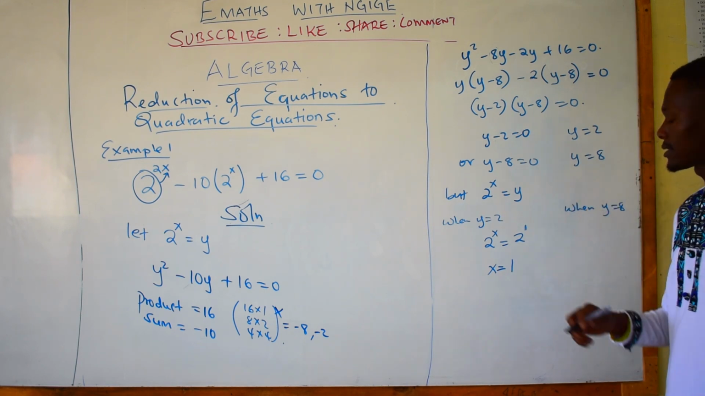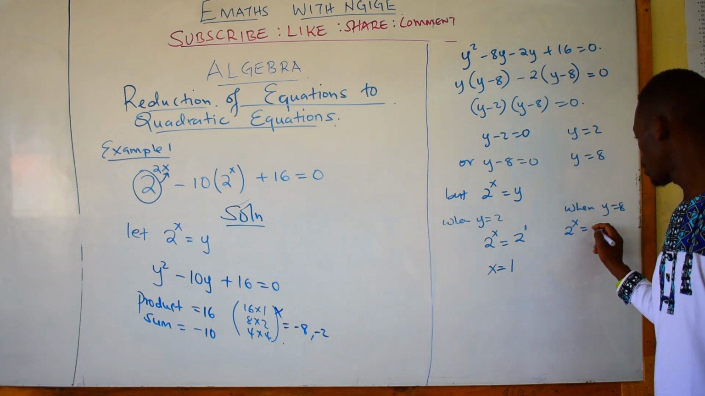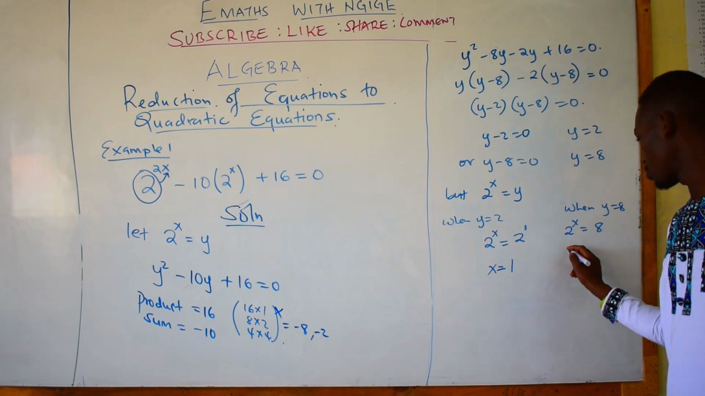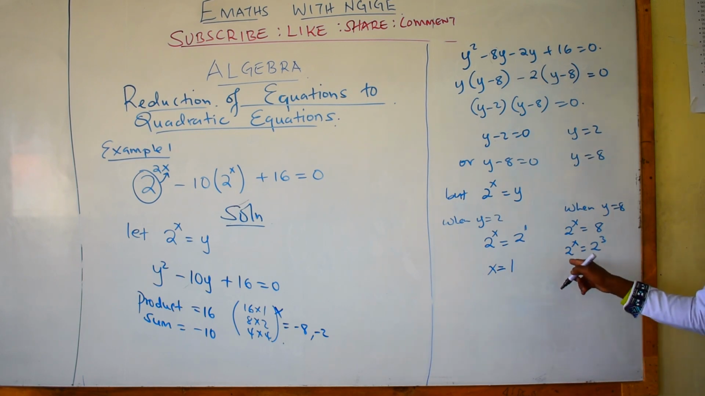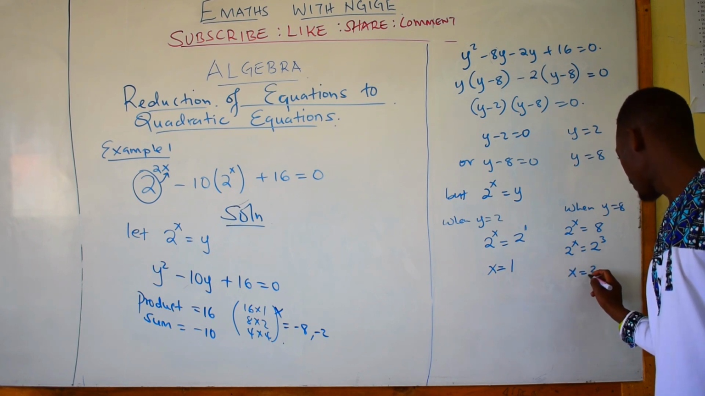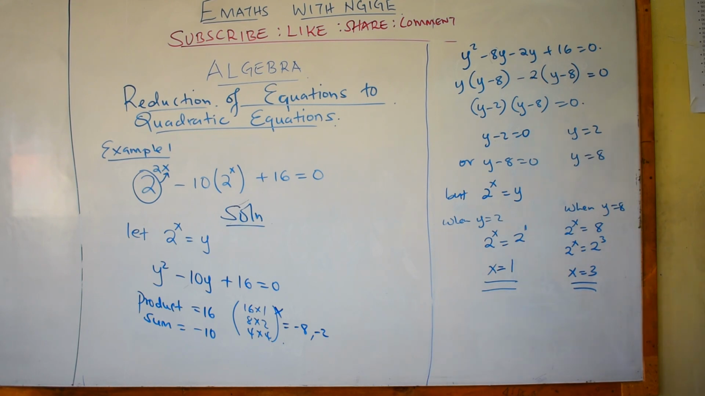When y equals 8, again, 2^x equals 8. We can write this 8 to the same base of 2. So we have 2^x is the same as saying 2 cubed. If the bases are the same, then the powers are the same. So therefore, our x equals 3. And that is how you find the two values of x.